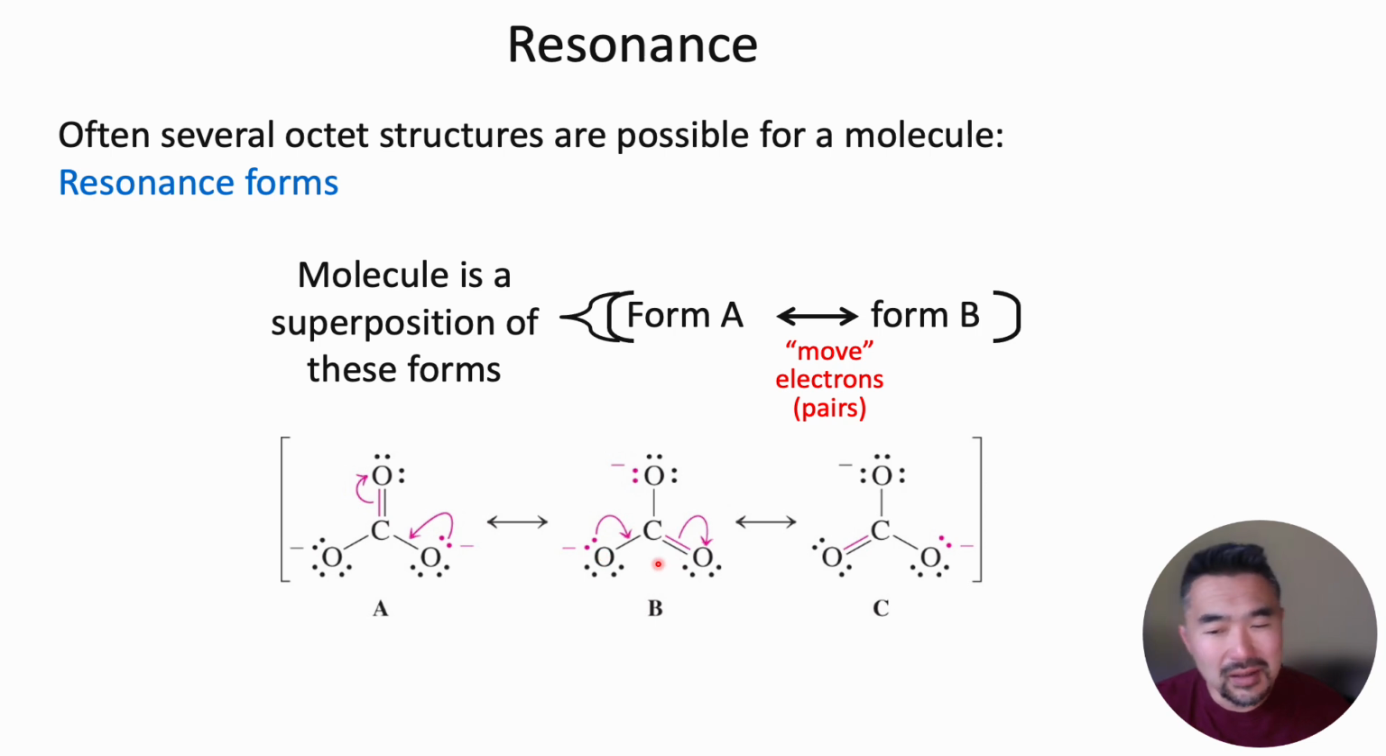But that's kind of cumbersome to write or draw, and so we just pick and choose one of the resonance forms and draw that as the Lewis structure. But I just want you to know that the complete picture of this molecule or ion is the combination of these three resonance forms.